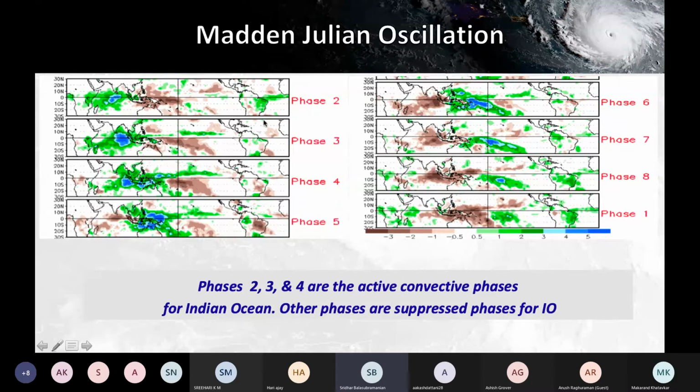Okay. So for India, phases 2, 3, and part of phase 4 are very conducive. Whenever the Madden-Julian oscillation is in phase 2 or phase 3, we definitely get very good systems, low pressure systems or depressions or cyclones. When it is in phase 4, it is also kind of favorable, but not as favorable as when it is in 2 and 3. So 2 and 3 are the most active phases for us.